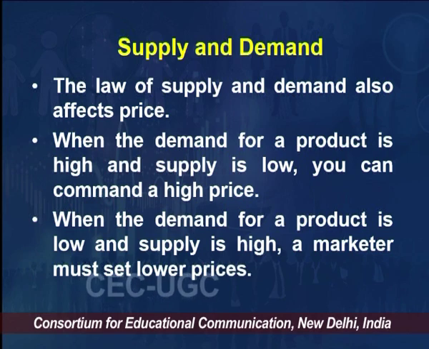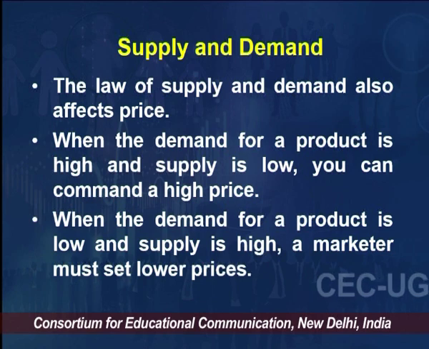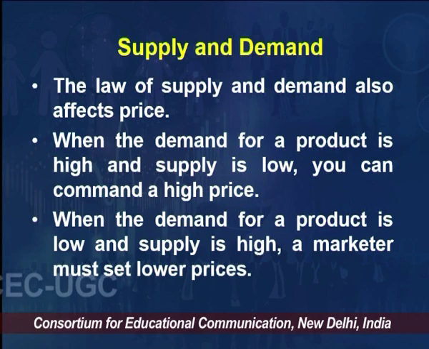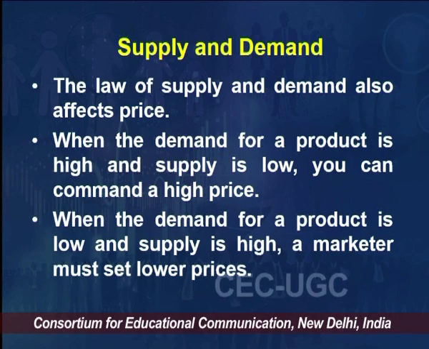But if it is the opposite, when the demand for a product is low and supply is high, a marketer must set lower prices, because supply is on a higher side and demand is less. So there is no point carrying those products in your godown or your store. It is always advisable to sell them out. So a marketer must set a lower price. In this way, supply and demand also have an impact on the price of a product.